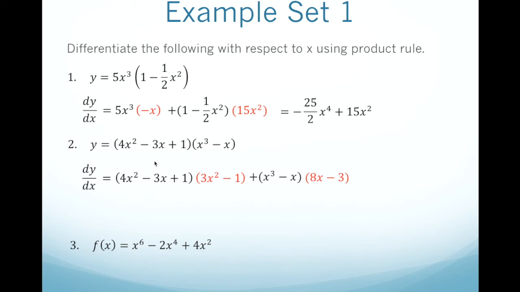Alright, then once again combine, expand. So the result is going to be 20x to the power of 4 minus 12x cubed minus 9x squared plus 6x minus 1. Alright, so let's have number 3.